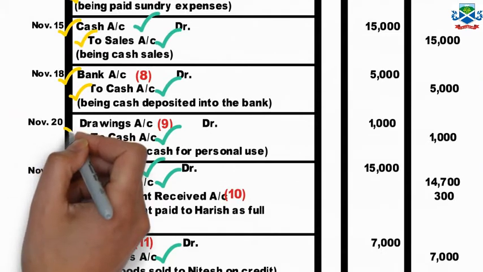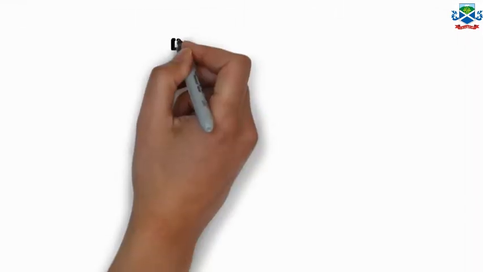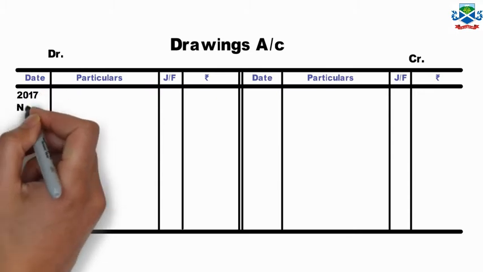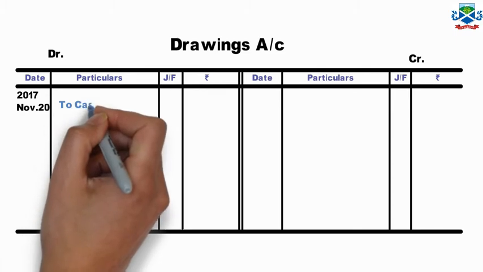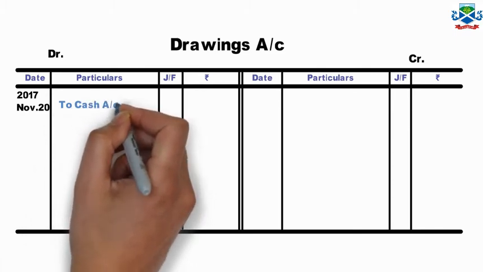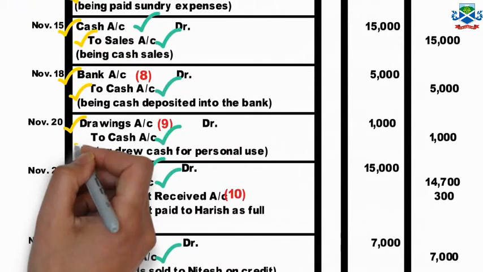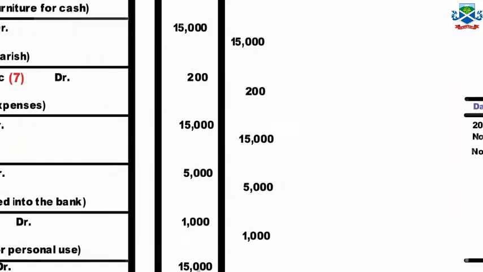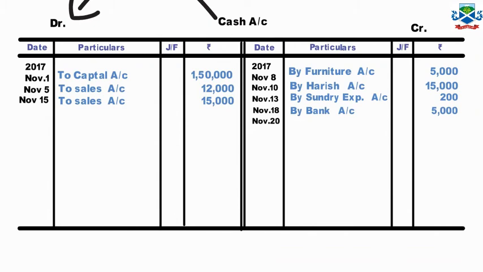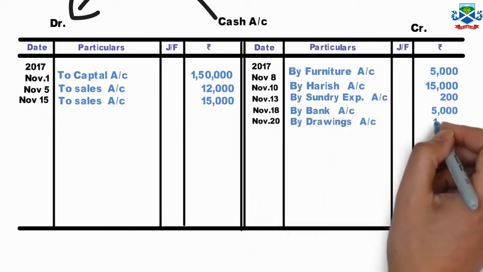Next, November 20, we have drawings account debit to cash. Drawings is a new ledger, the 9th ledger, so we have to make the drawings account over here. On the debit side we'll write November 20, to cash account 1,000, that is drawings. And cash account is credited by drawings, so we'll go to the cash account and on the credit side, November 20, by drawings account we write 1,000.